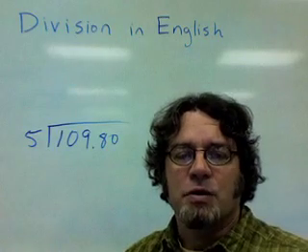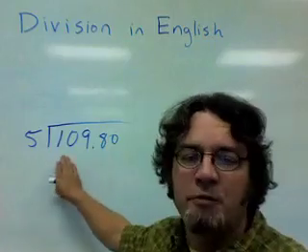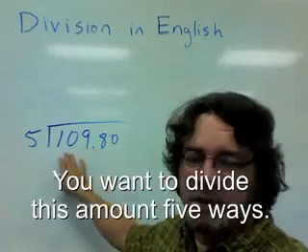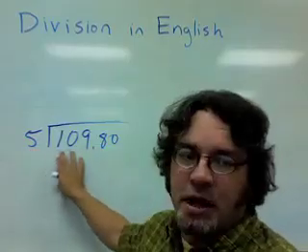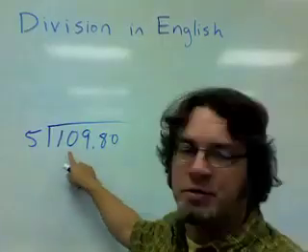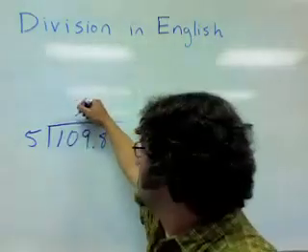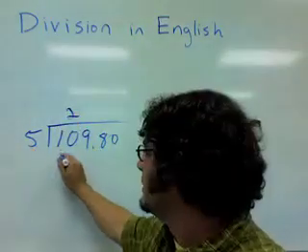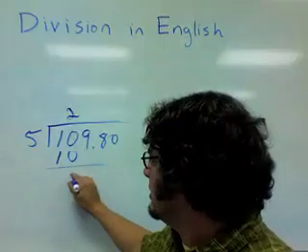Let's say you go out to have dinner with 4 other people and the bill comes to $109.80, and you want to divide this amount 5 ways. Starting from this side here and going in this direction, how many times does 5 go into 10? Well, you would guess it goes into 10 2 times, which is correct. 2 times 5 is 10. Subtract 10 from 10, and that gets you 0.